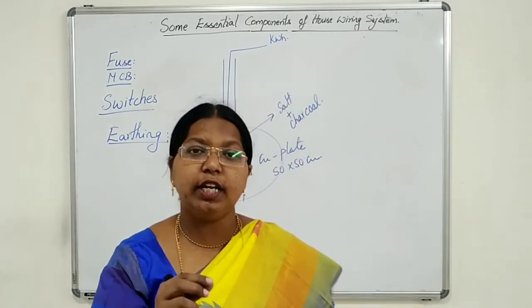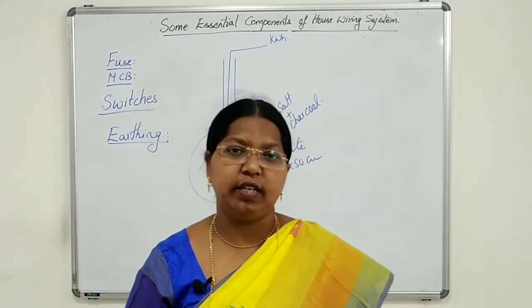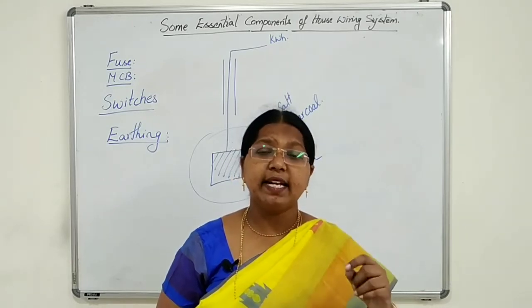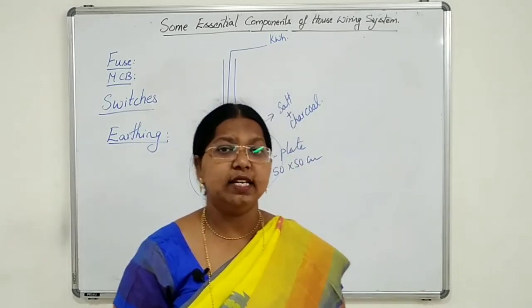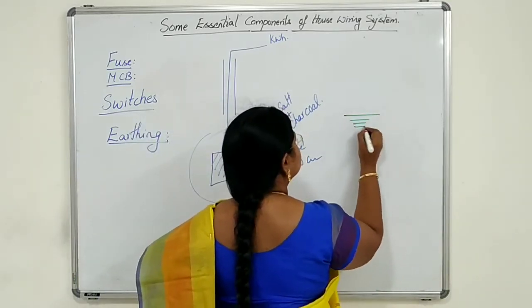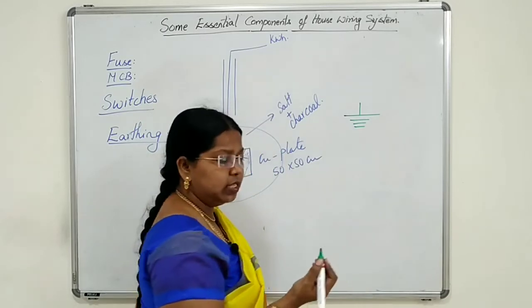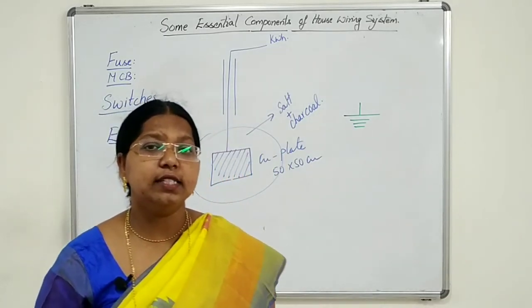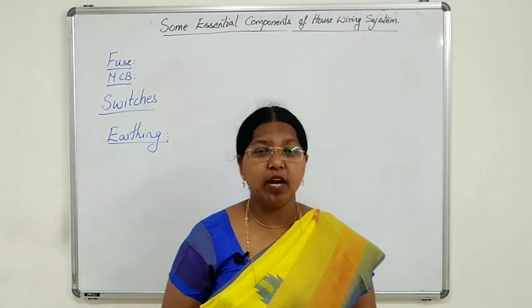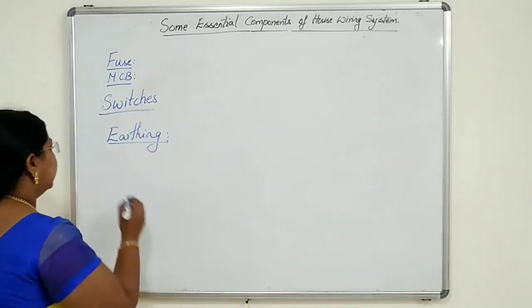So the metallic body is connected to the earth wire. The earth wire of the cable is connected to the metallic case of the appliance. This earth connection is denoted by this symbol. So this symbol shows that there is an earth connection. Now we will talk about the 3-pin plug and socket, plug and socket.